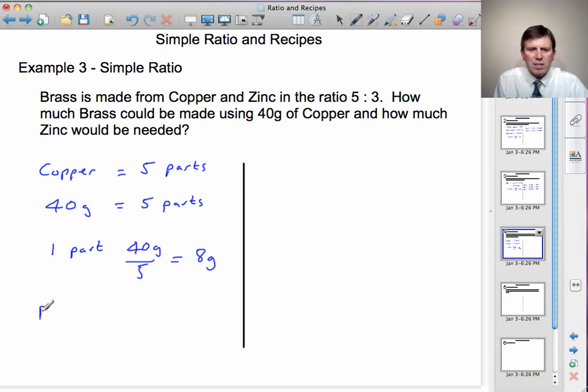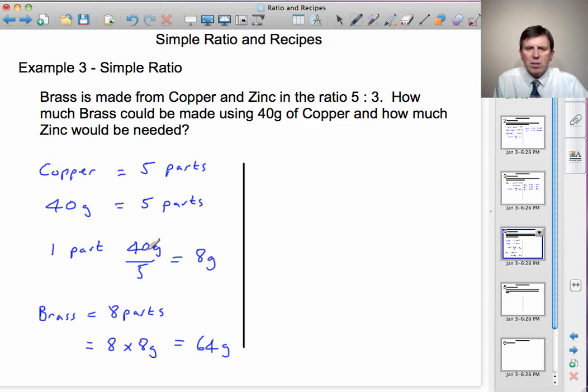So the brass is equal to 8 parts, which is equal to 8, and each part is 8 grams, so that's 64 grams. So the amount of brass that could be made would be 64 grams.